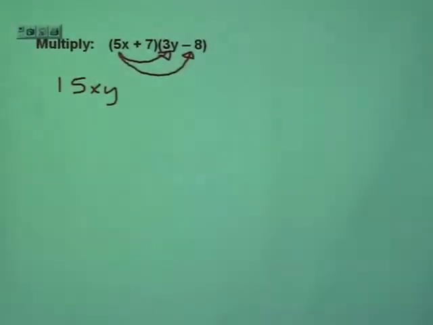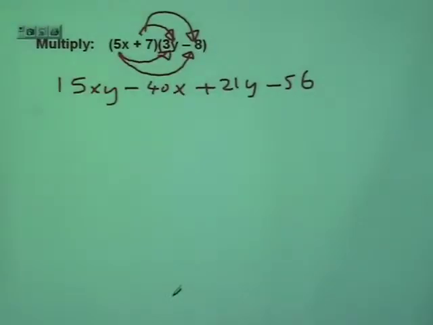What is 5x times negative 8? That is negative 40x. And now multiply this second positive 7 with positive 3y. You get plus 21y. And 7 is now multiplied with the negative 8. You get minus 56.